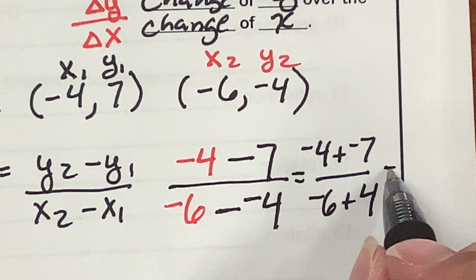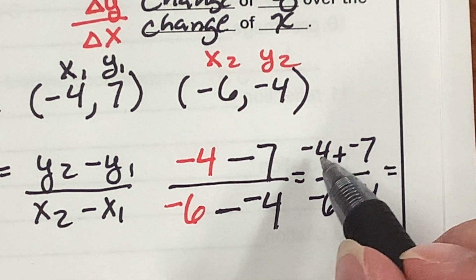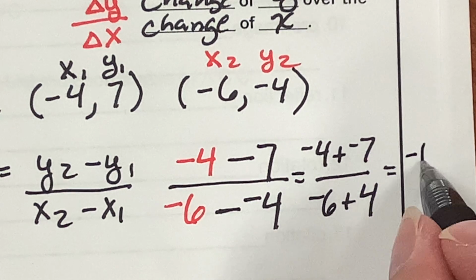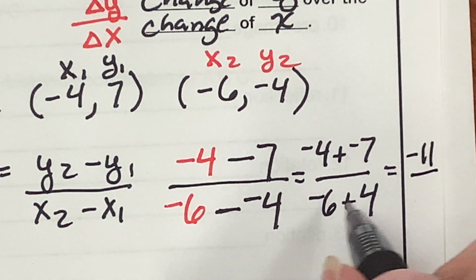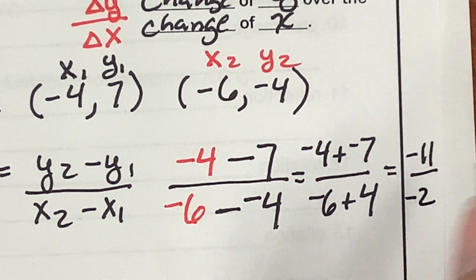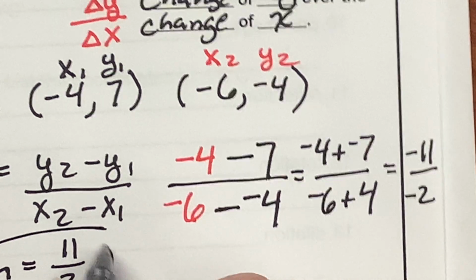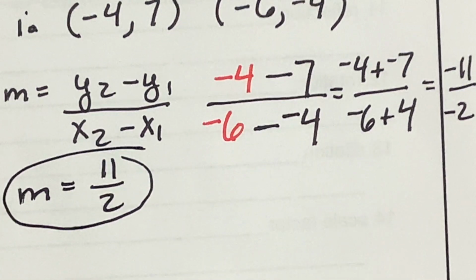Okay, that is a little easier for me. -4 and -7 is -11 over -6 plus 4 is -2. Oh, wait a second. Negative over negative. I can't have negative over negative. So I'm going to change that to positive over positive. m equals 11 over 2. I'm going to put a little circle around that because that's the answer to my first problem.